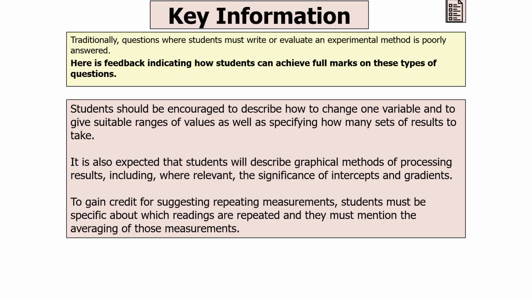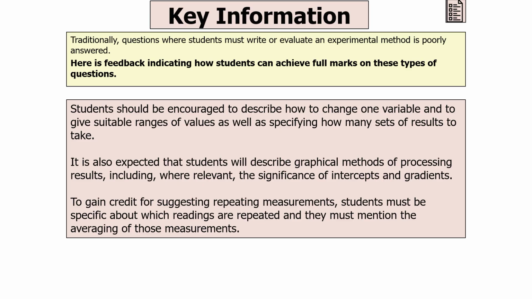Now traditionally, questions where students must write or evaluate an experimental method are poorly answered in AQA A-Level Physics Paper 3. So here is some feedback from the examination board indicating how students can achieve full marks on these types of questions. So students should be encouraged to describe how to change one variable and to give a suitable range of values as well as specifying how many sets of results to take.